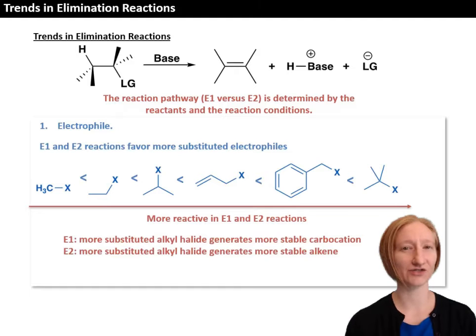In E1 reactions, the more substituted alkyl halide generates the more stable carbocation intermediate. In E2 reactions, the more substituted alkyl halide generates the more stable alkene product. So E1 and E2 reactions favor more substituted alkyl halides for different reasons. But in both cases, elimination from the more substituted starting materials will be more favorable than their less substituted counterparts.